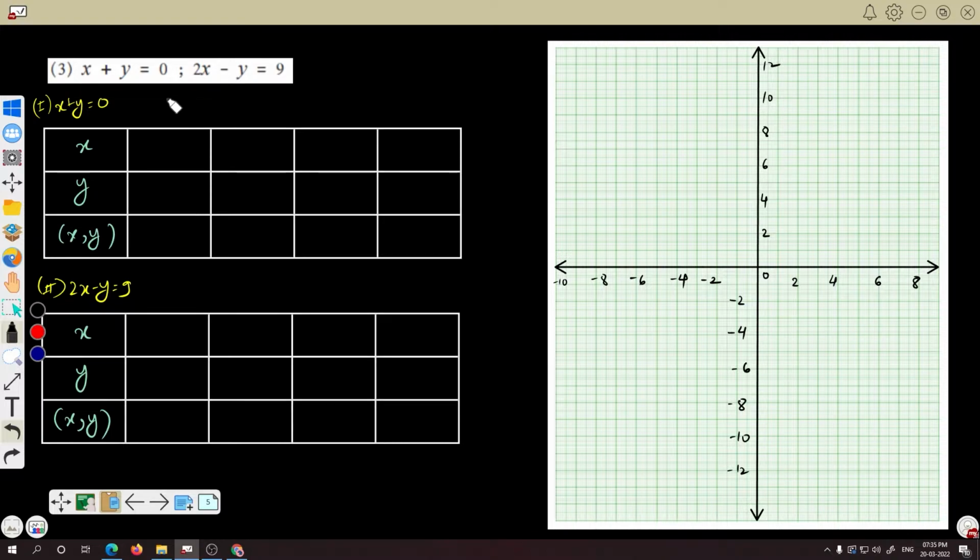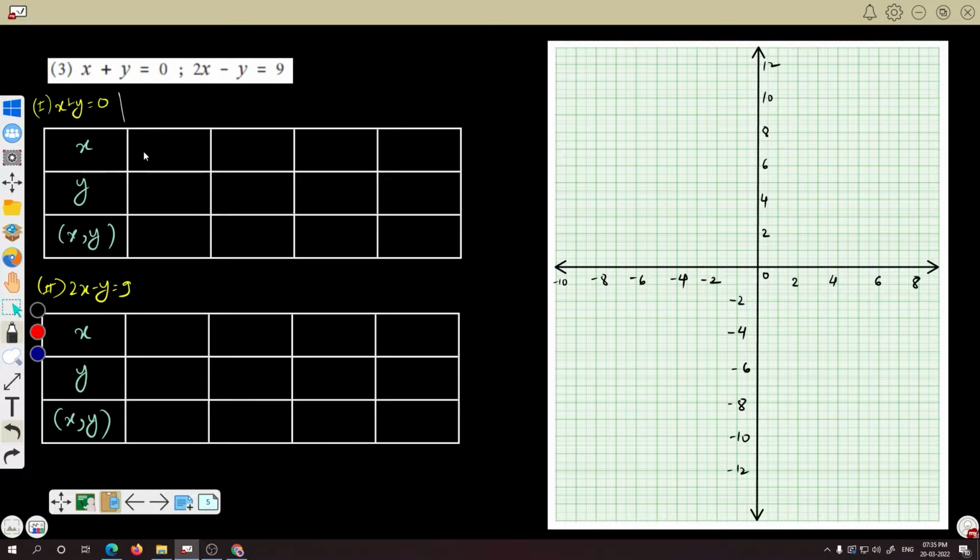In the next question, we have two equations, x plus y is equal to 0 and 2x minus y is equal to 9. Now see, if you observe the first equation, if I use the same logic, taking x as 0 and y as 0, it will not help me. If I take x as 0, then y is also 0. If I take y as 0, x is again 0. So I don't get two distinct points. So for this type of equation, we'll look for some other values other than 0 for x and y.